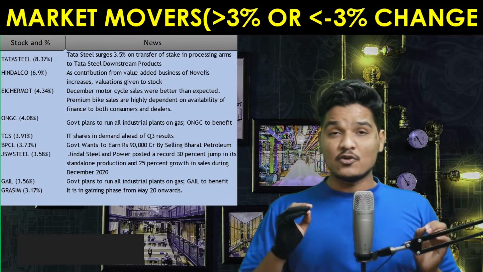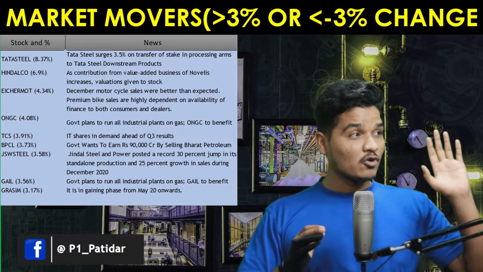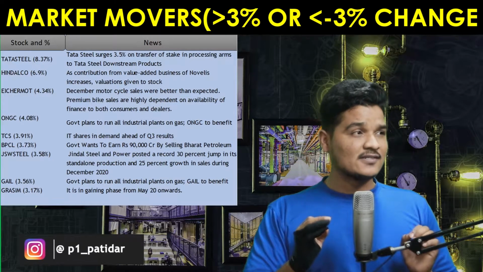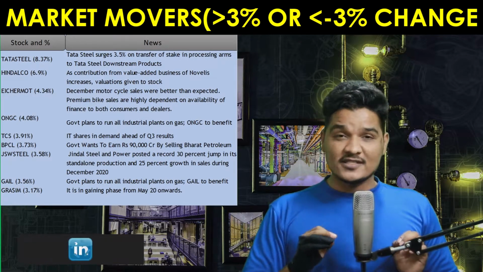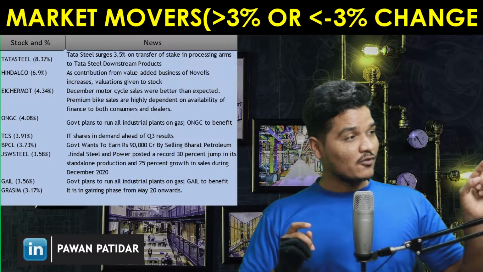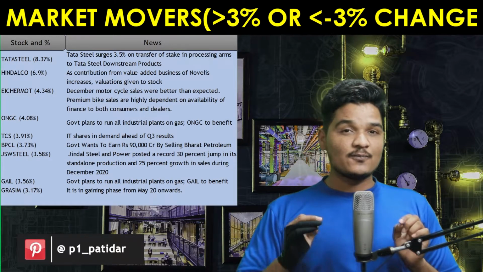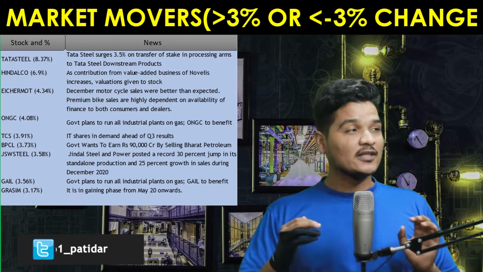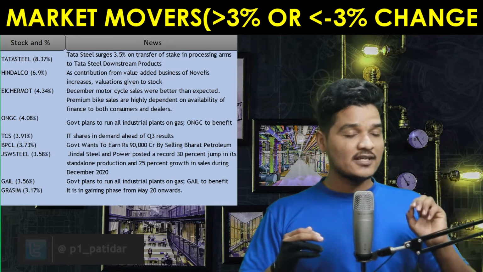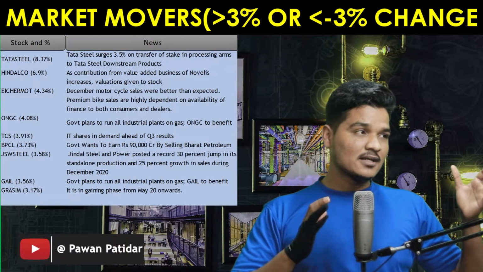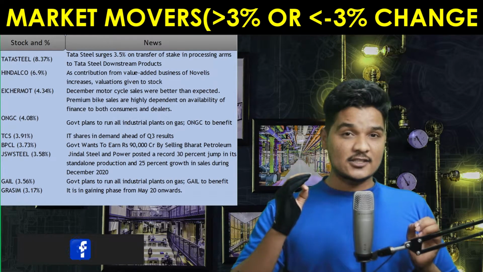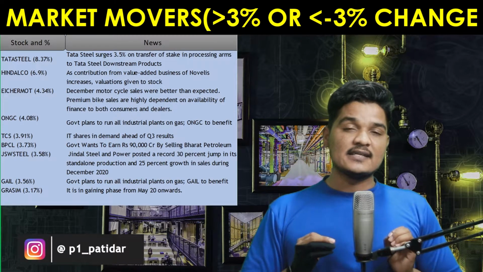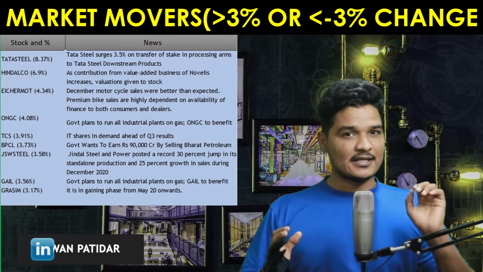ONGC has gained 4.08%. Well, why did it gain? Government plans to run all industrial plants on gas. ONGC will benefit from it, and the other stock which has gained is GAIL. GAIL is also a gas based company and that is also going to gain. That's why these two stocks gained. And if you talk about TCS, the quarter 3 results are expected in December, and there is news in the market that TCS is going to do well in quarter 3. That's why it has gained.